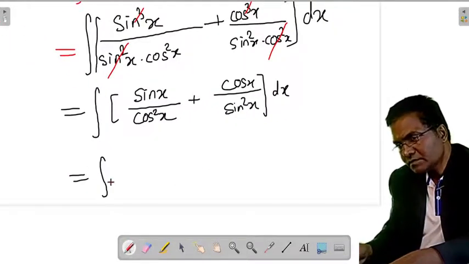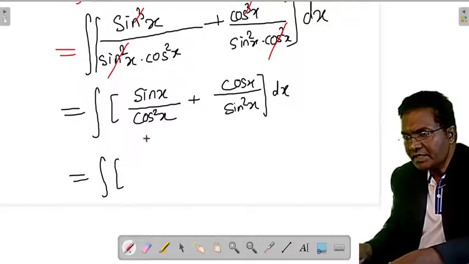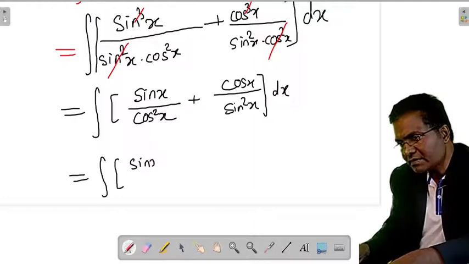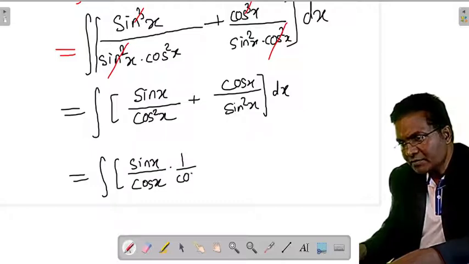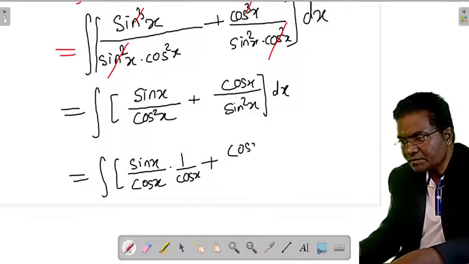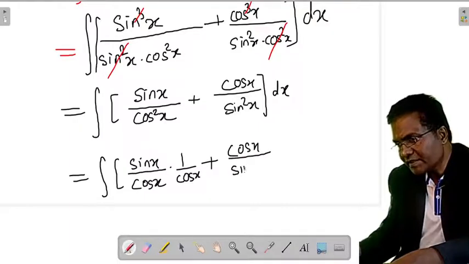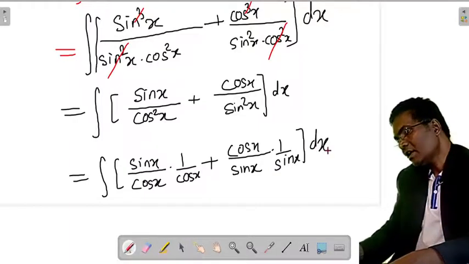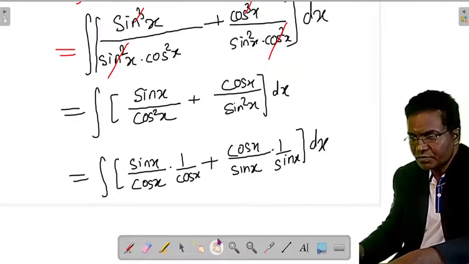Now sine x by cos x into 1 by cos x you will get. Okay, for your understanding I will write here, one can write directly. I will write it in this form. Here also cos x by sin x into 1 by sin x. I hope you understood.